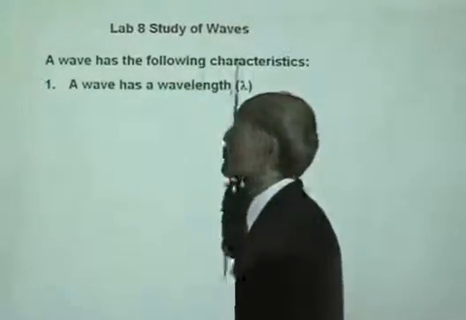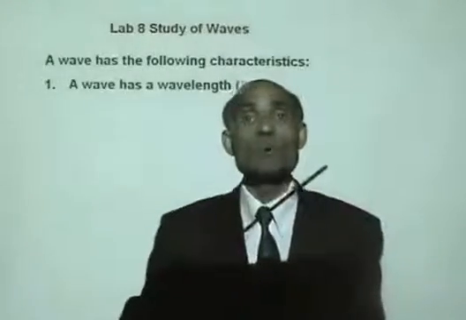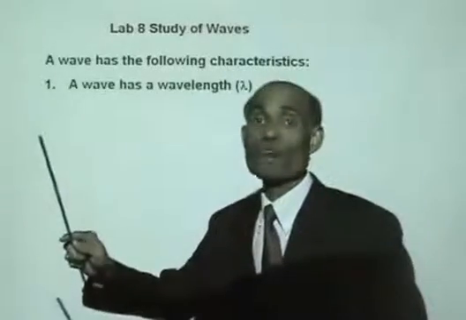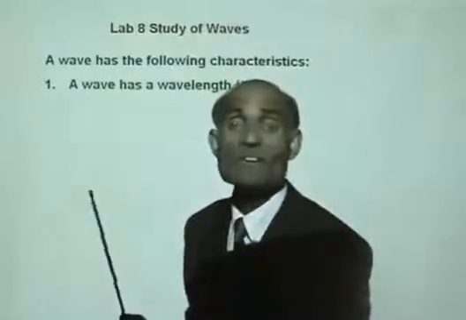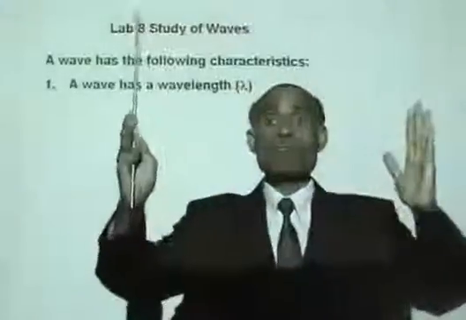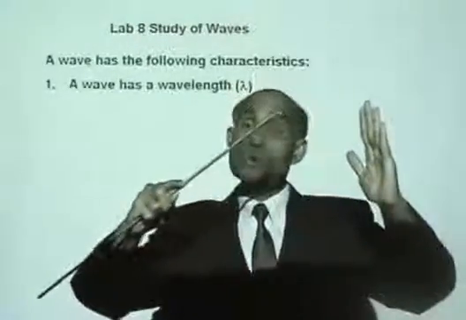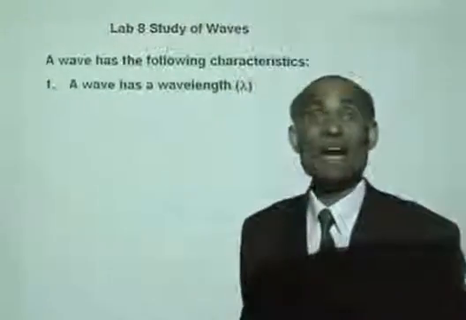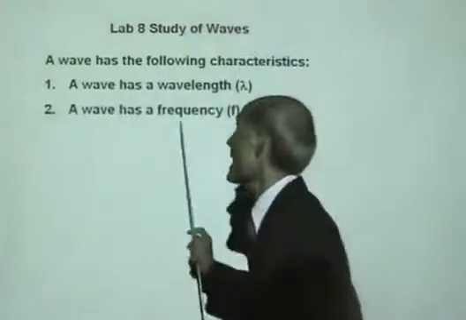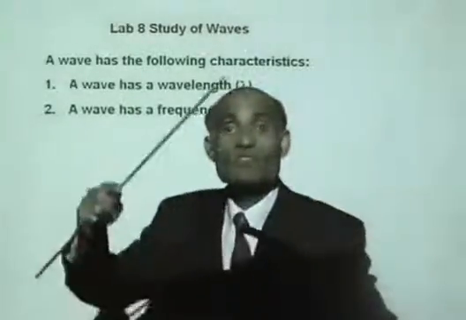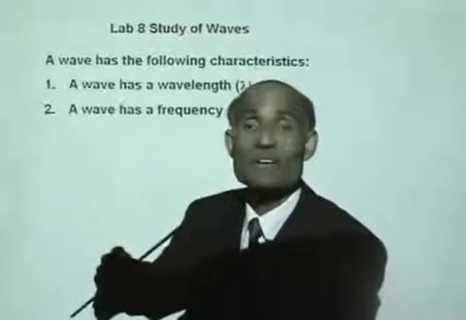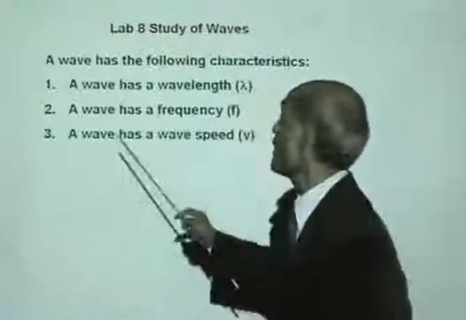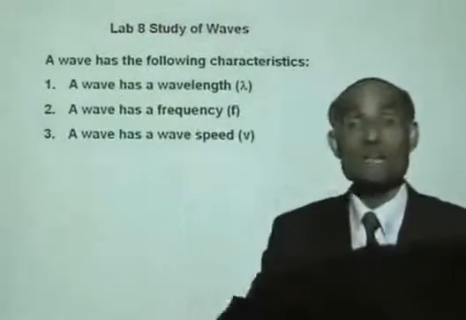A wave has a wavelength. And I told you a wavelength is made up of a full crest and a full trough. In the case of the wave that you saw, the length of a wave contains two full loops. Is that right? Yes. So a wave has a wavelength. A wave has a frequency. Frequency is the number of vibrations per second, or the number of waves produced per second. And a wave has a wave speed.